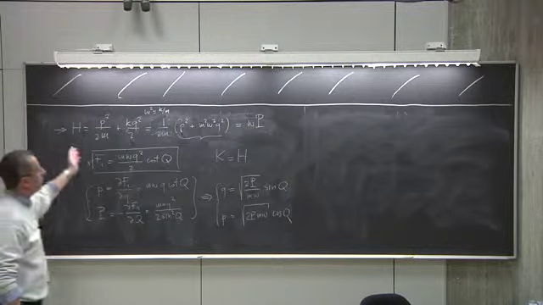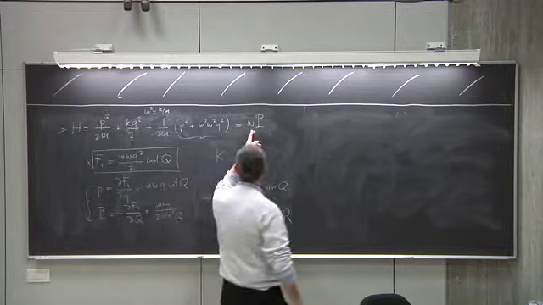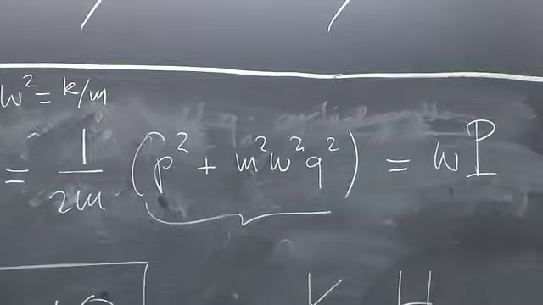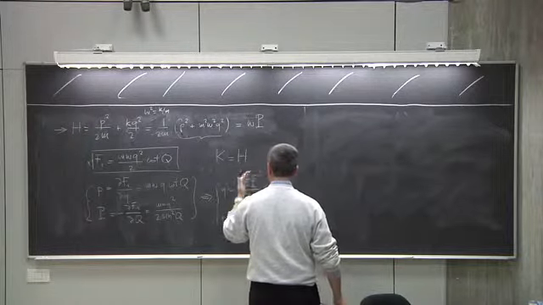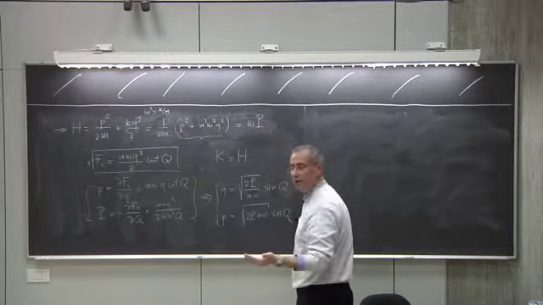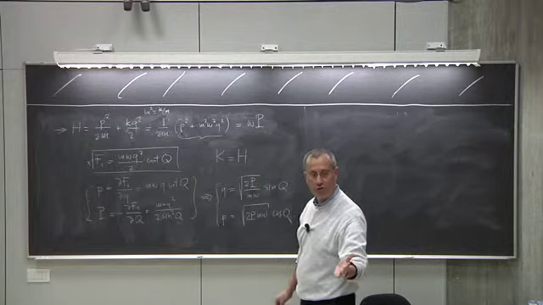So you see now, the Hamiltonian is what? The Hamiltonian has no dependence on big Q. So Q is a cyclic variable. Big Q is a cyclic variable. Therefore, big P is just a constant. The Hamiltonian is just a constant.